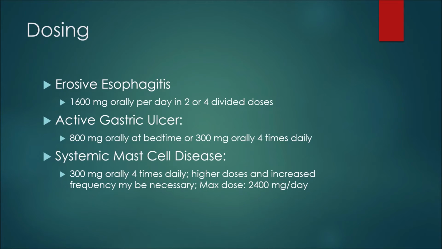Now for some examples of dosing with Cimetidine. So in erosive esophagitis, we may see 1600 milligrams orally per day in 2 or 4 divided doses. For the treatment of an active gastric ulcer, we may see 800 milligrams orally at bedtime or 300 milligrams orally 4 times daily. In the treatment of systemic mast cell disease, we may see 300 milligrams orally 4 times daily, but higher doses and increased frequency may be necessary in some patients. The maximum dose would be 2400 milligrams per day.